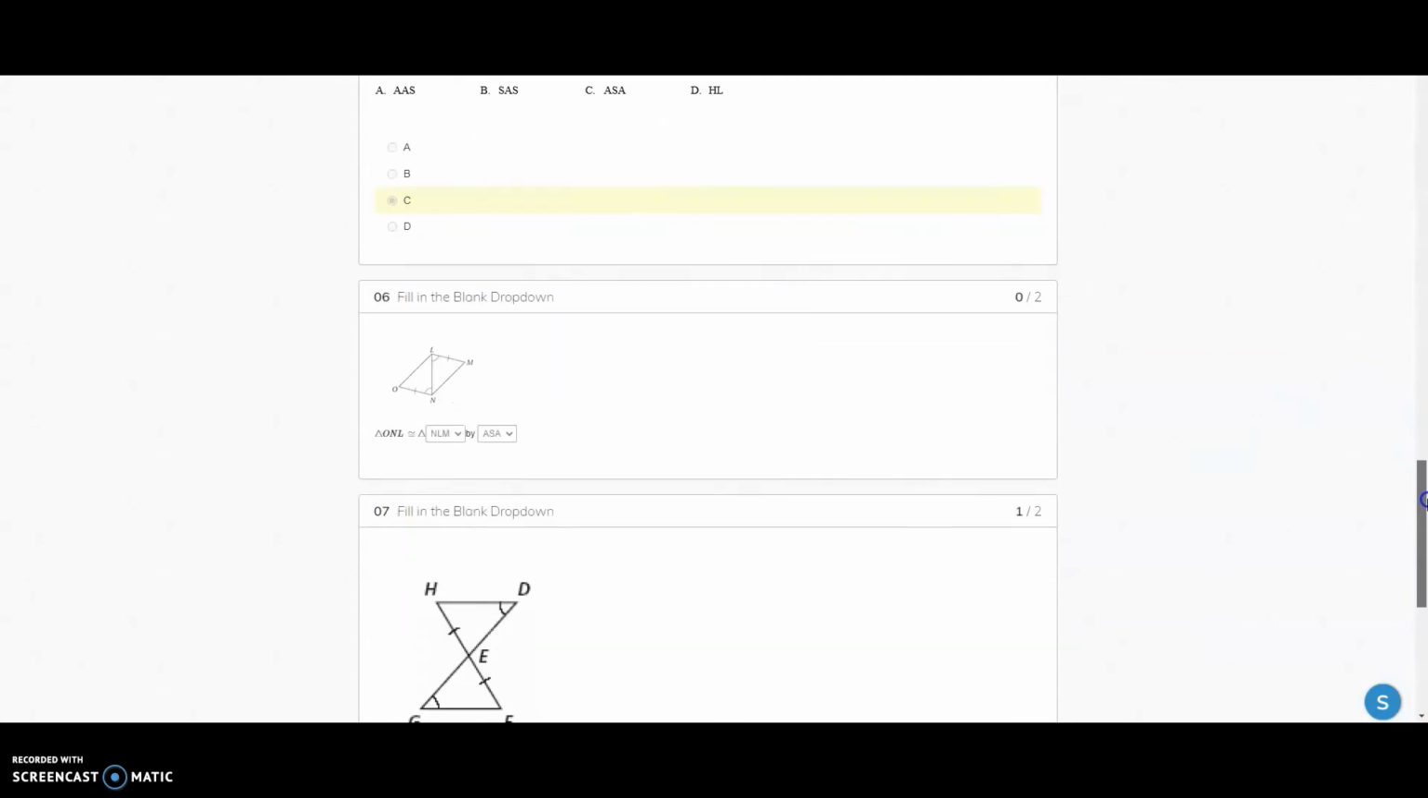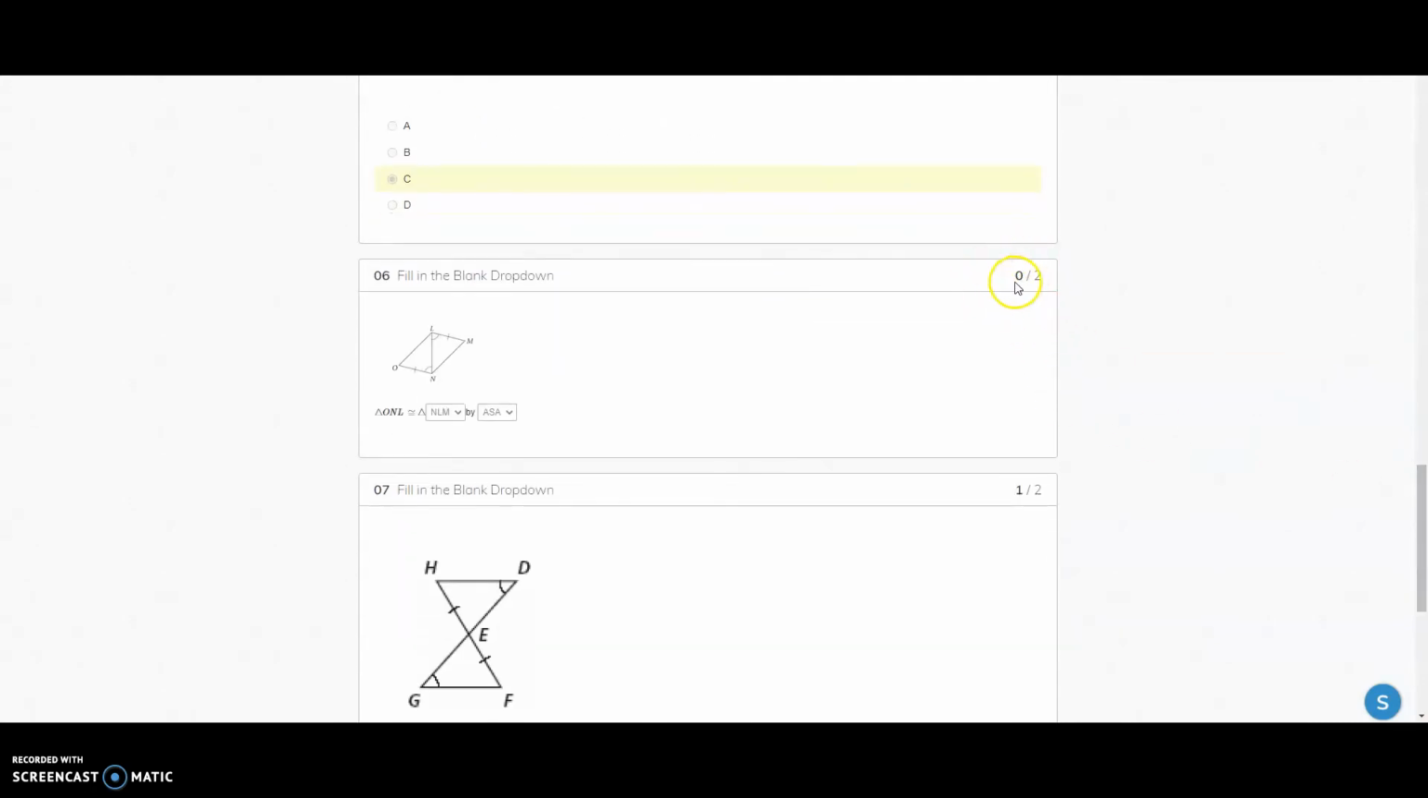Now these ones are worth 2 points. So you're going to look here. This person got 0 out of 2, which means this was wrong and this was wrong. The first part being wrong usually means that they did not go in the correct order. They said that angle O and angle N correspond, but actually angle O and angle M correspond. So you've got to pay attention to the order. And this would be wrong because this actually would be side, angle, side.